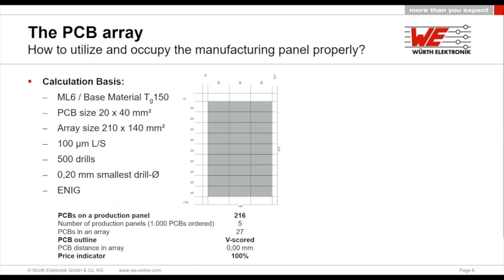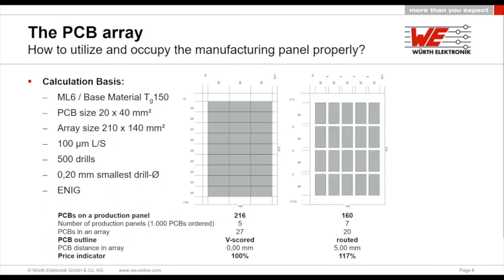This is the example for a V-scored PCB array where the PCBs themselves have been V-scored as well. If you do this build-up, we can place 216 PCBs on our standard production panel. And if you order 1,000 PCBs from us, this would mean we have to manufacture 5 production panels.